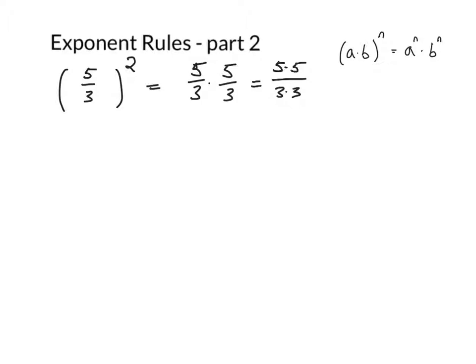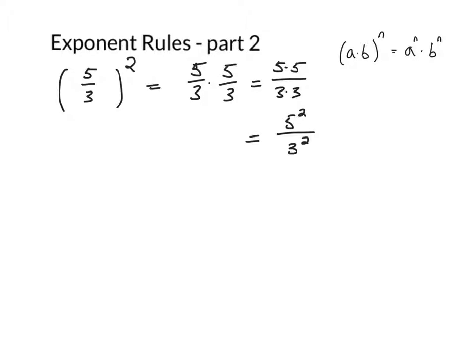Okay, and another way to write that is, well, 5 times 5 is 5 squared, and 3 times 3 is 3 squared. So we see a very similar behavior. We had this exponent in our multiplication problem where the exponent went to both the pieces, and we have something very similar here. When I have 5 divided by 3 and I'm squaring it, the end result is the 2 ends up as an exponent on the 5, and it ends up as an exponent on the 3.